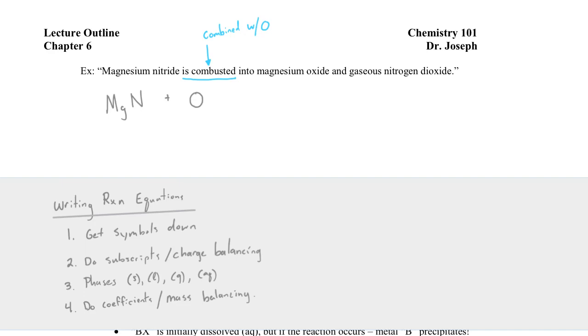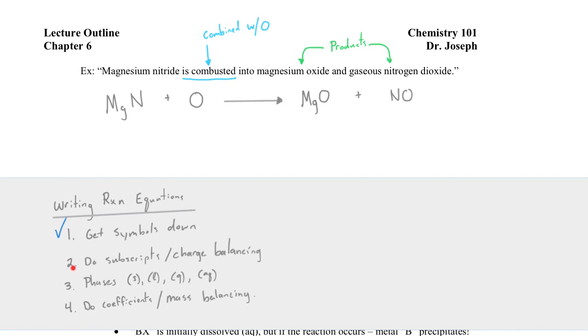So the first thing we should do as far as symbols go is draw a forward reaction arrow. The first of our products is magnesium oxide. Of course, that contains magnesium and oxygen as a compound. The second product here is nitrogen dioxide. So of course, that contains nitrogen and oxygen. So that's step 1. We have all of the symbols written.